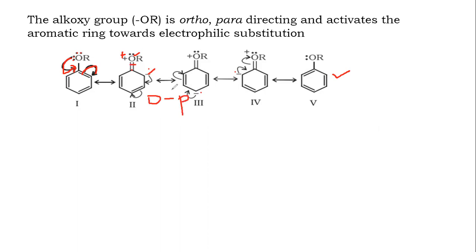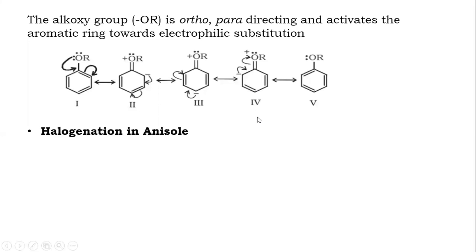Therefore, the alkoxy group is ortho and para directing, and the electron density will attract the electron deficient species, which are called electrophiles. So electrophiles will attack either on the ortho position or on the para position. Thus, we can say that the aromatic ether will give electrophilic substitution reaction. This can be cleared from the following reaction. Halogenation in anisole.